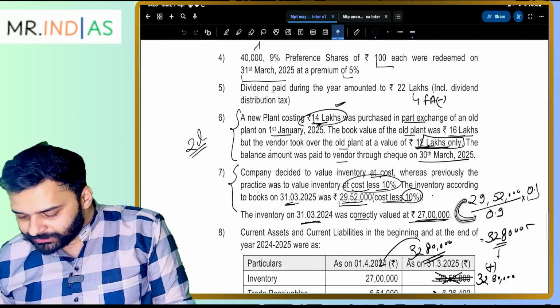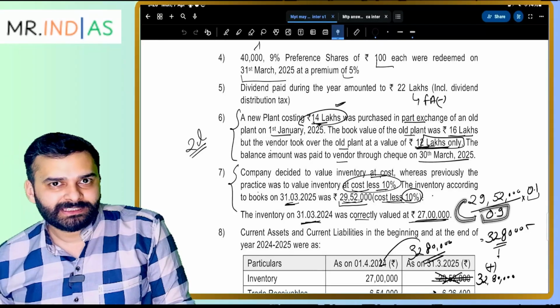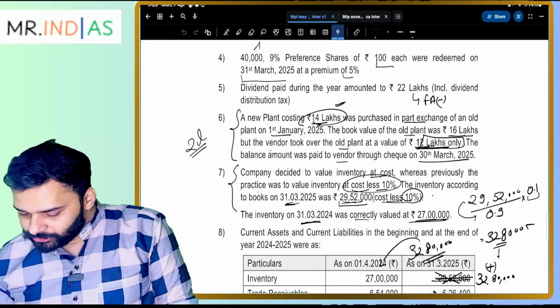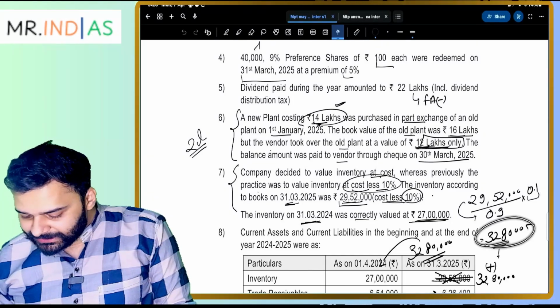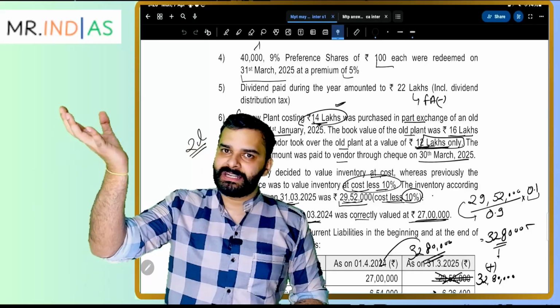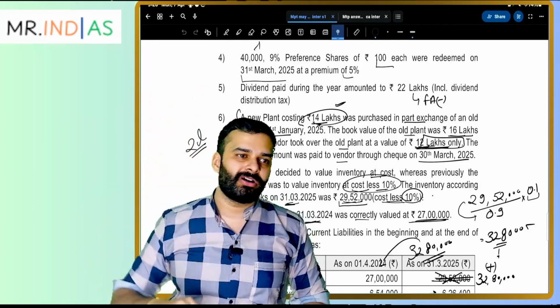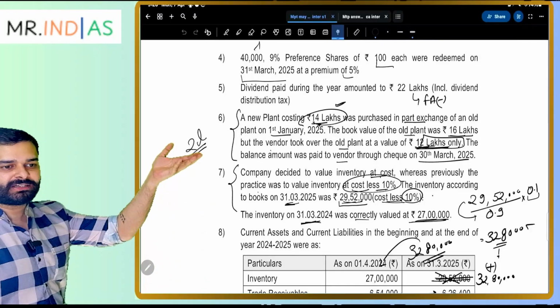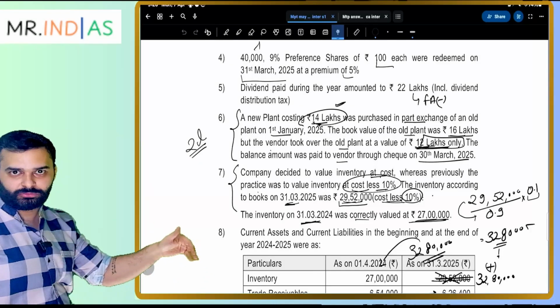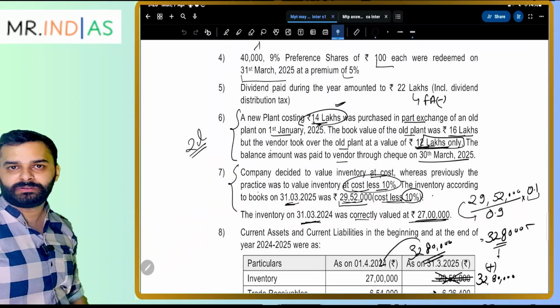29 lakh 52,000 is 0.9, because 10% is less. So what would be the impact of 0.1? It's 3 lakh 28,000. So you increase your closing stock by 3 lakh 28,000. Ultimately, your profit got increased by 3 lakh 28,000. So you have to add it back to profit and adjust the value with respect to your inventory as well.